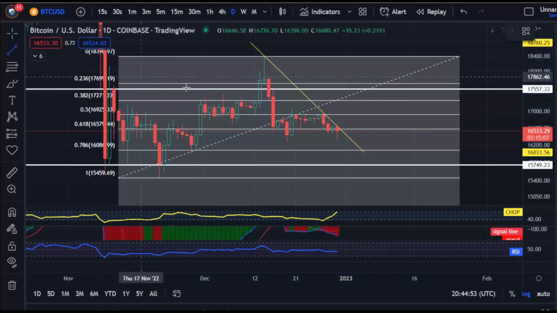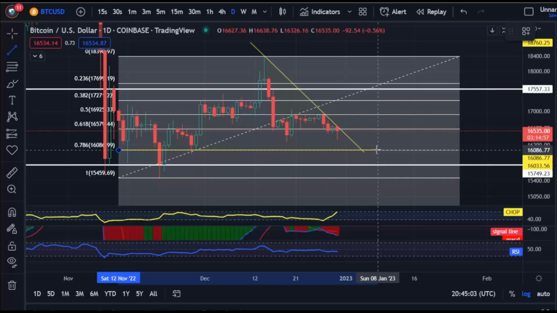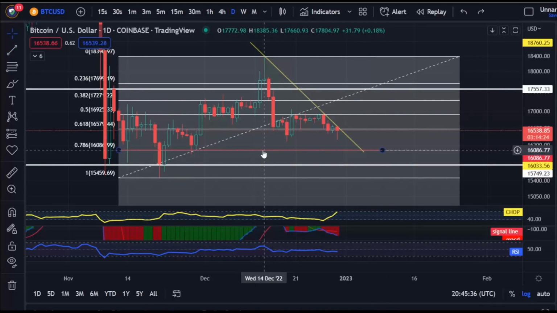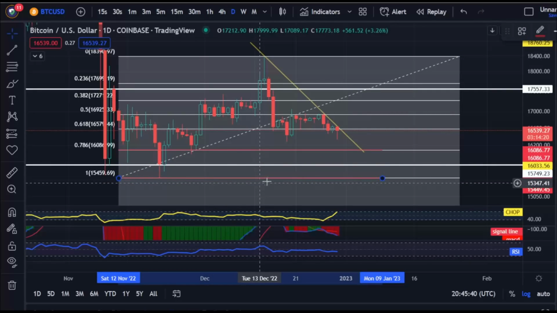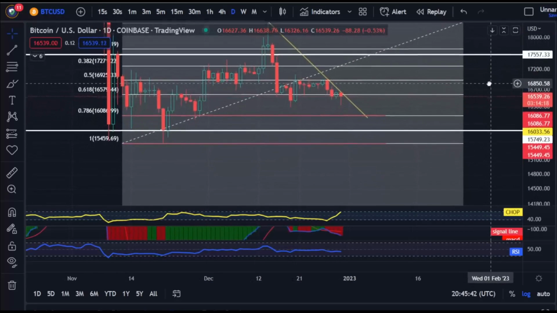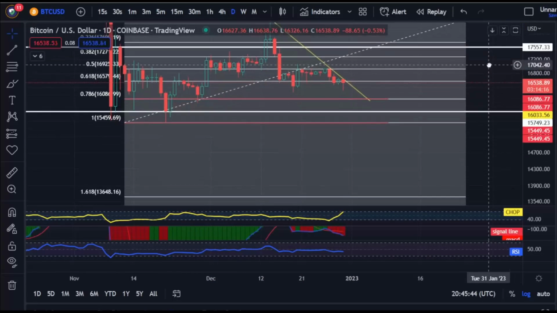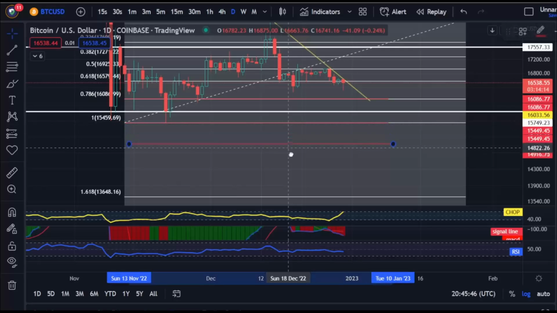Now, with the help of fib retracement, we will check what support the price has on its way. And as we can see, the price is currently holding just below the support at 0.618 fib retracement, and the next support is at $16,087, lower at $15,449, which is the last low, but if the price goes lower, we can see a drop even to around $13,648.